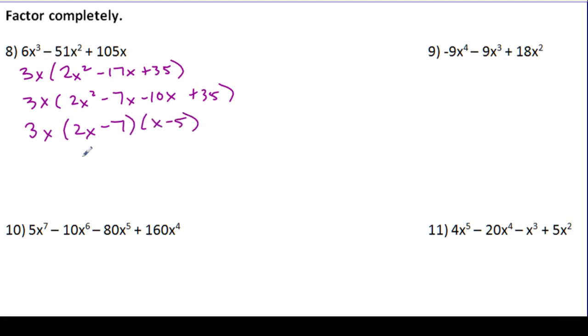So that would be the final answer. You don't need to go any further than this right here. This is your answer. We're not setting these equal to 0. We're not solving them any further. We're stopping right there.